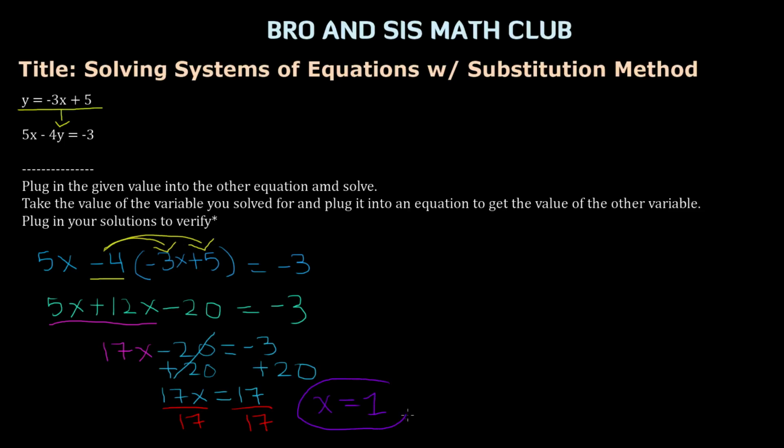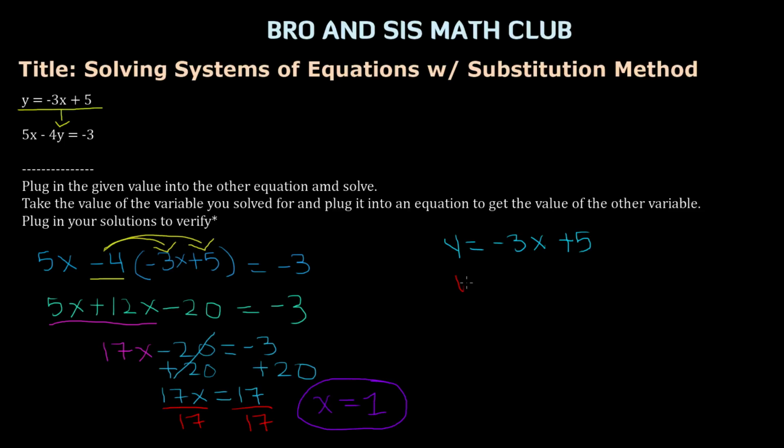So now we know that the value of x is 1. The next step is to take the value of the variable that you solved for, which was x, and we know that the value of it is 1, and plug it into an equation to get the value of the other variable. Here it says an equation, which in other words means you can choose any of the equations you want. So let's say we take the first equation, which is y equals negative 3x plus 5, and we're going to plug in this value right here to get the value of the other variable, which is y.